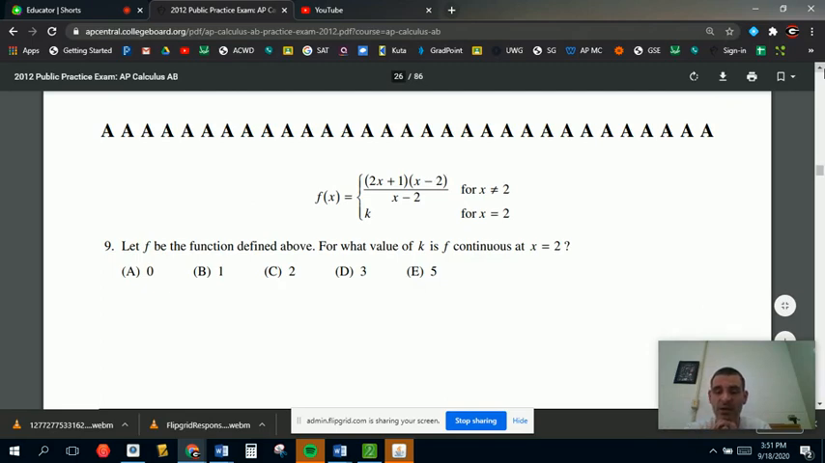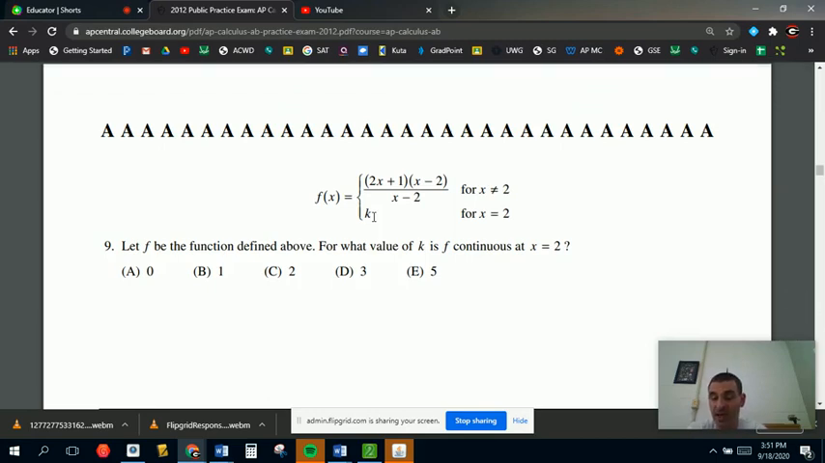A discontinuity would occur when, informally, you would have to pick up your pencil to continue drawing the function. So what we want here is for these two functions to agree at the value x equals 2. Both of these functions, this rational function and this constant function, are both going to be continuous for all of their domains.